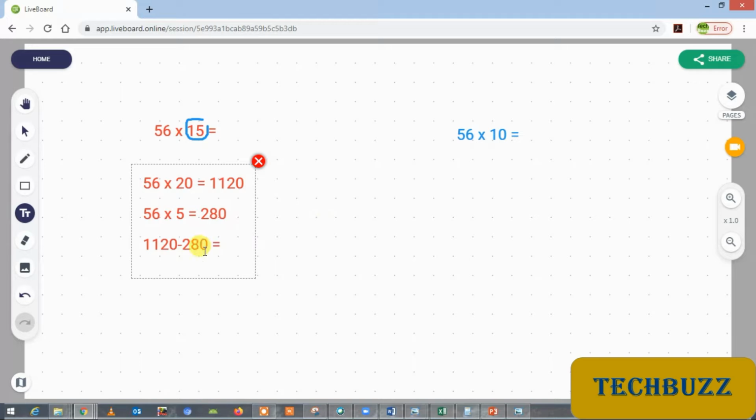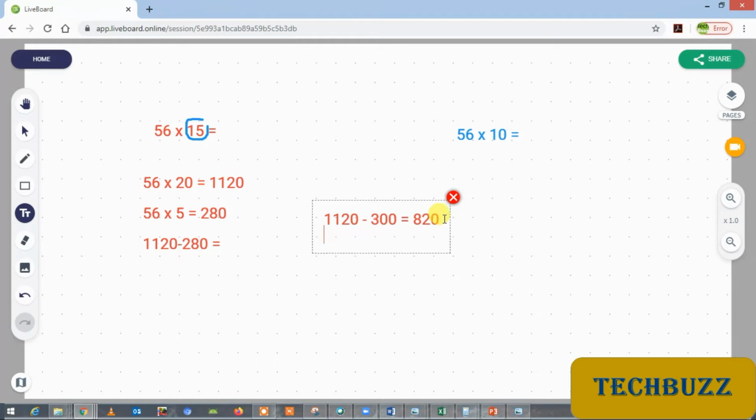Now it's 280. Here is what you can do. You can convert this 280 into a multiple of 100. Now what is the nearest multiple of 100? It's 300. Now if you do it like this, 1120 minus 300, it's very easy to subtract 300 from 1120. Now tell me what is the answer? It's 820.